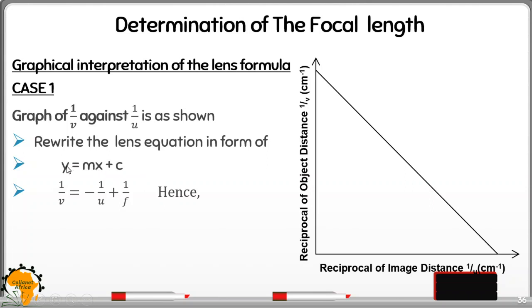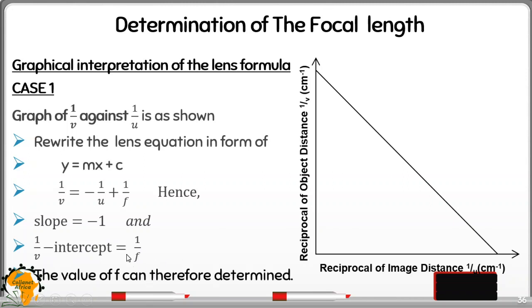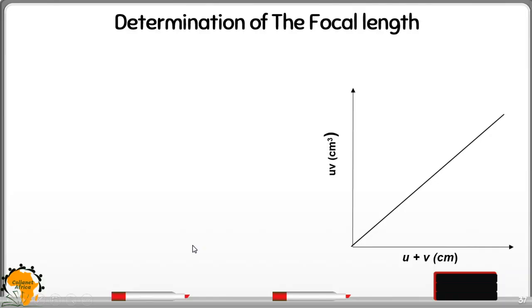So if we do that, you will find that the y-axis corresponds with 1 over v, and the x-axis corresponds with 1 over u, which implies that our m, which is the gradient or the slope, corresponds with negative 1. And our c, which is our y-intercept, coincides with 1 over f. So that way the slope is negative 1 and the 1 over v-intercept is 1 over f. Therefore, from the graph you can get f. When you get the intercept, you just need to get the reciprocal, and that value will give you the value of f.